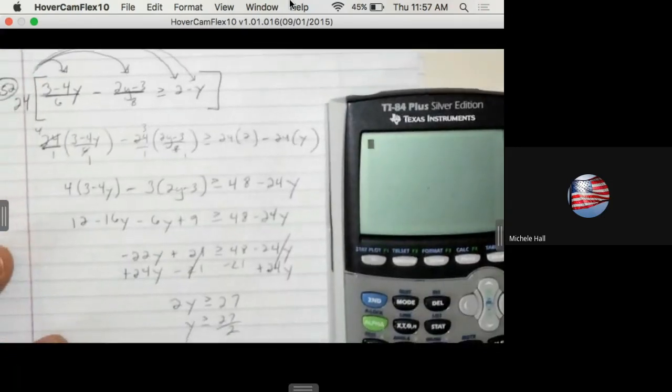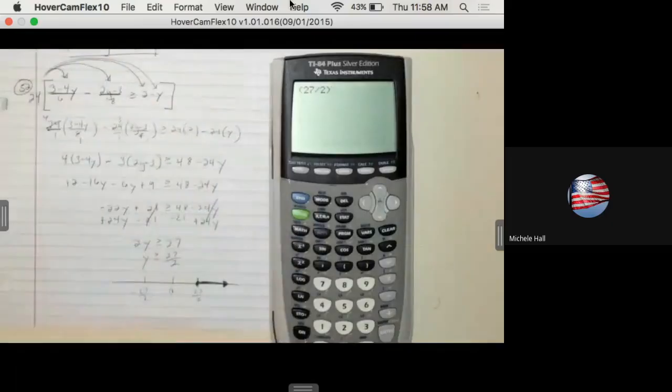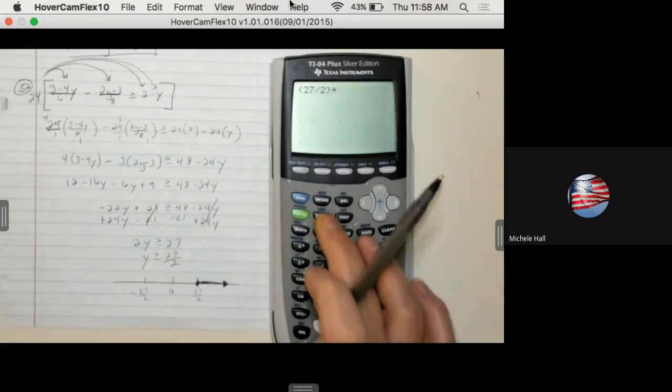We could take our answer. It's 27 halves. So you got to keep it in parentheses to keep it grouped together. 27 halves. I'm going to store that answer in the variable. Here's my store button here, store. It says, okay, well, where do you want to store it? I want to store it in the variable button.